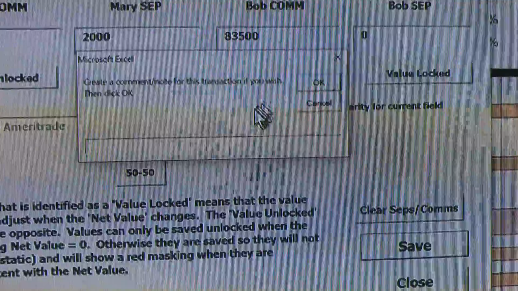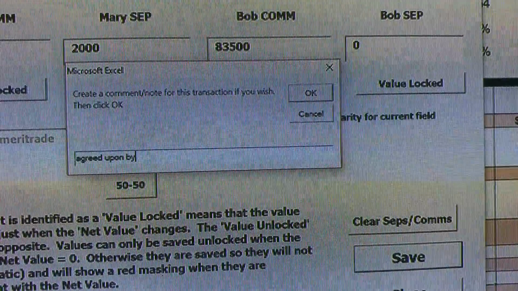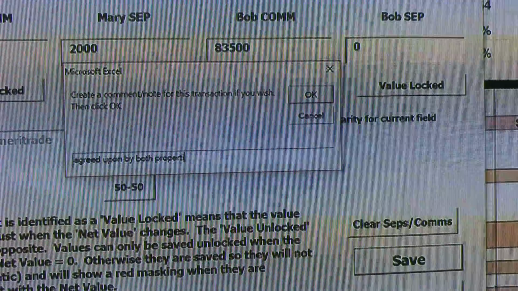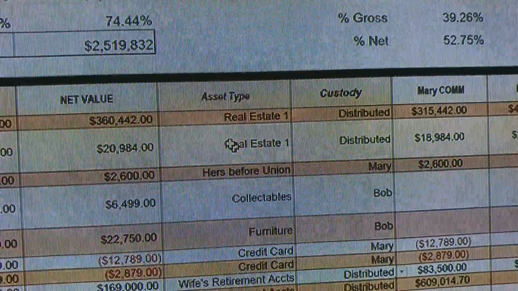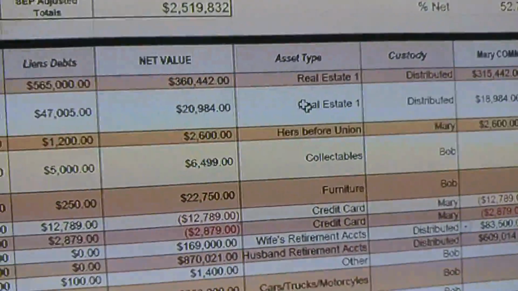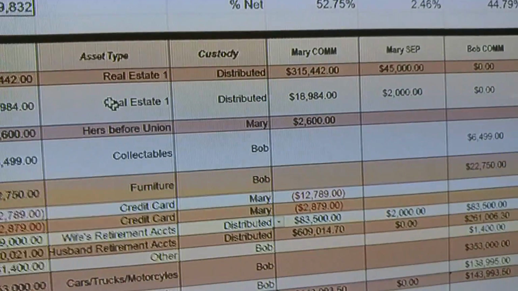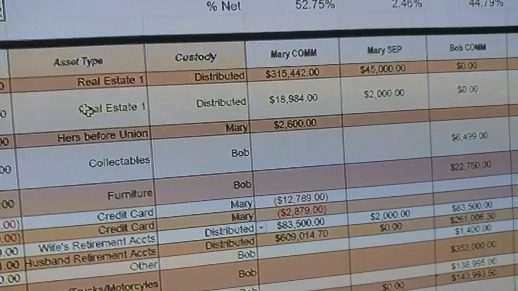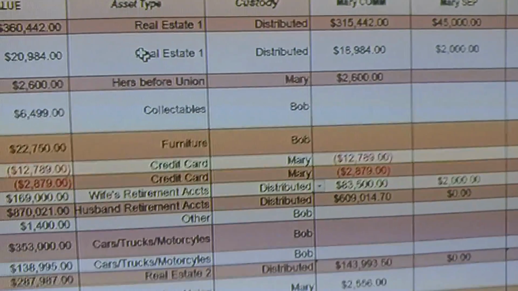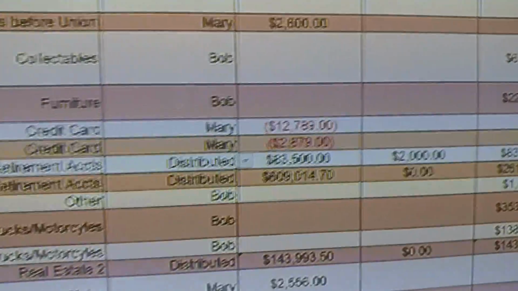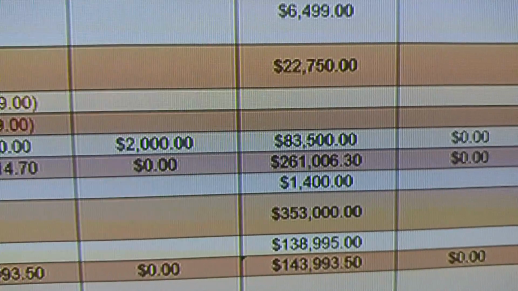Again, it's asking for information, and this is agreed upon by both parties. She clicked OK. We would like to let you know that that was put into the case notes for that property, something that we haven't looked at, something you may want to look at when you open up your copy of Three Dirty Dogs. As we look now, you can see it has been distributed. There's $83,000 for her, with $2,000 separate, and another $83,500.